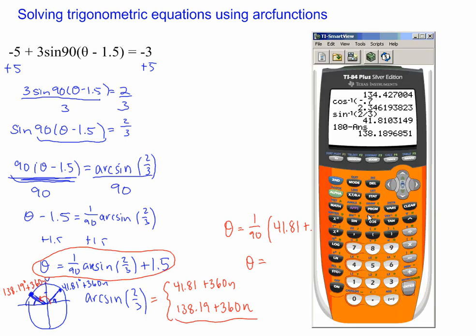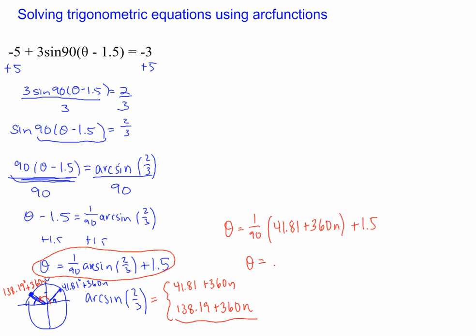I could have stored this on my calculator, but I'm just going to recalculate it using inverse sine. Divided by 90 is 0.46456. Now I have to distribute the 1 over 90 to the 360 as well, so it goes to both of those. 360 divided by 90 is 4n, plus 1.5.